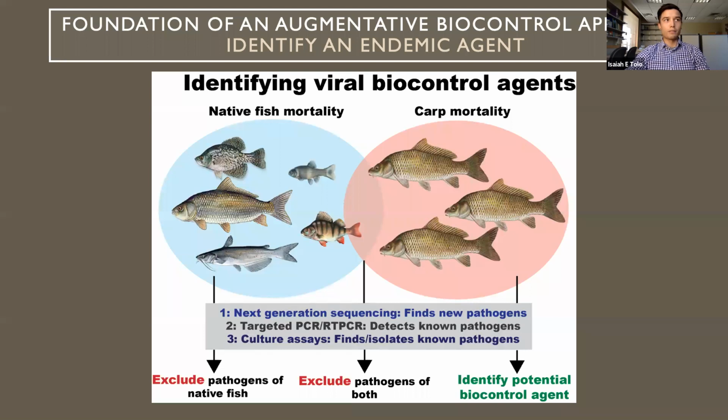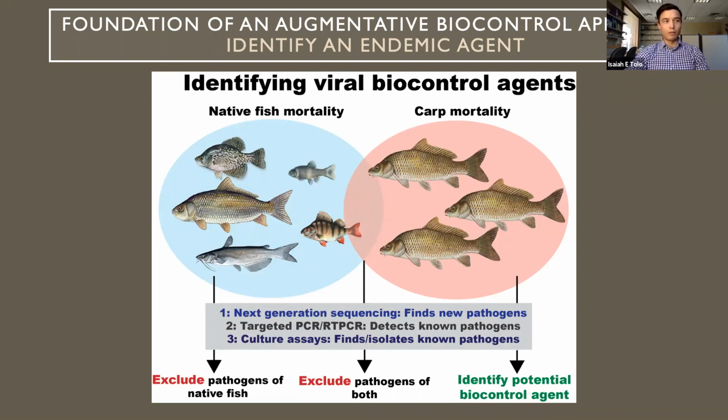So the foundation of this augmentative approach, we started in 2017. Basically, we would look at mortality events of native fishes, just anything mixed in a native fish mortality event. And we'd also look at mortality events that were just of carp. And we could screen tissues from those fish with different approaches. We use next generation sequencing to find new pathogens. This is pretty difficult to analyze, so we're still in the process of understanding that data.